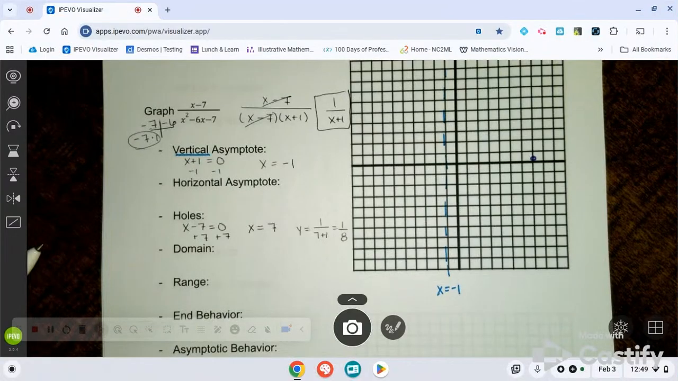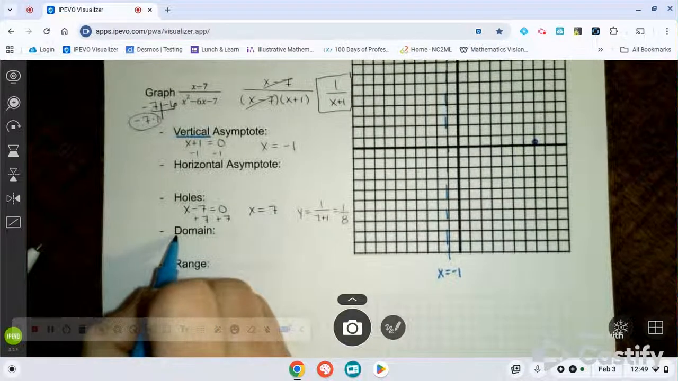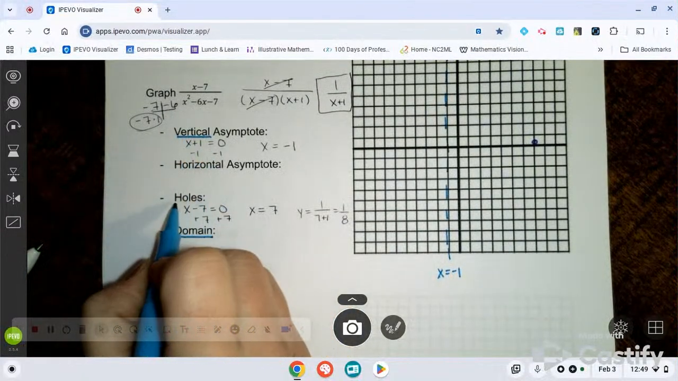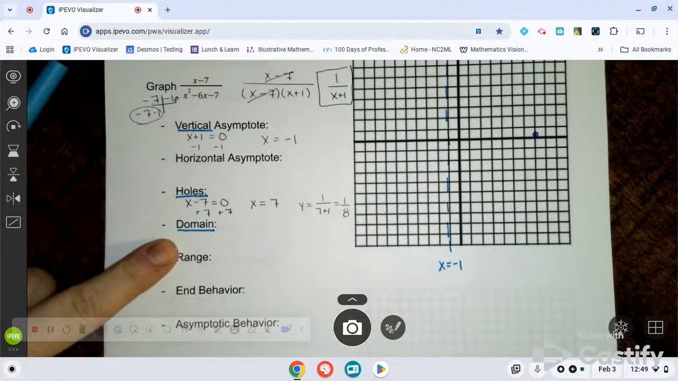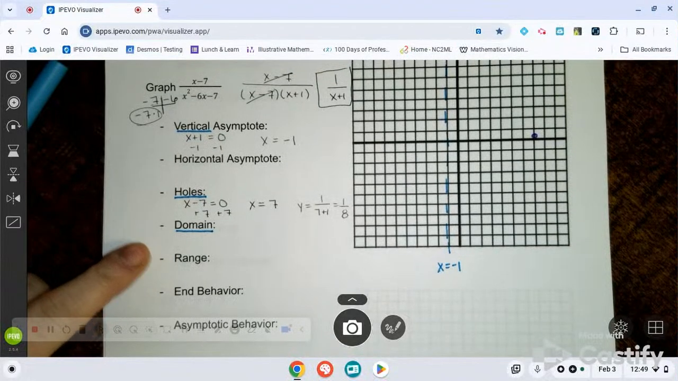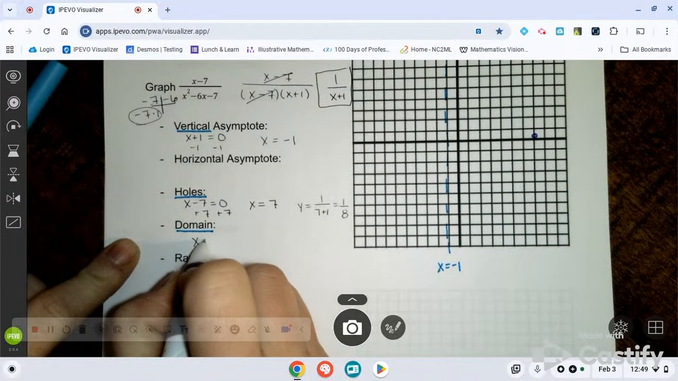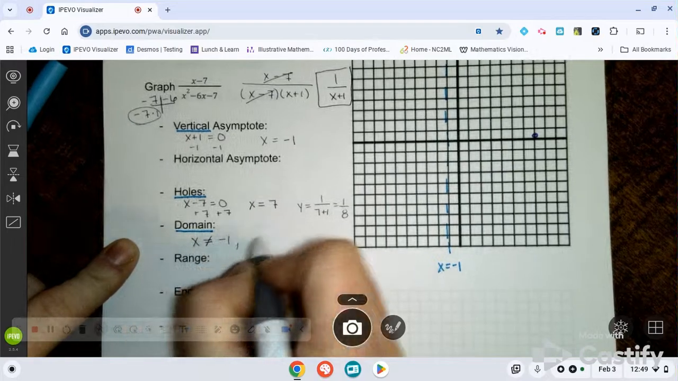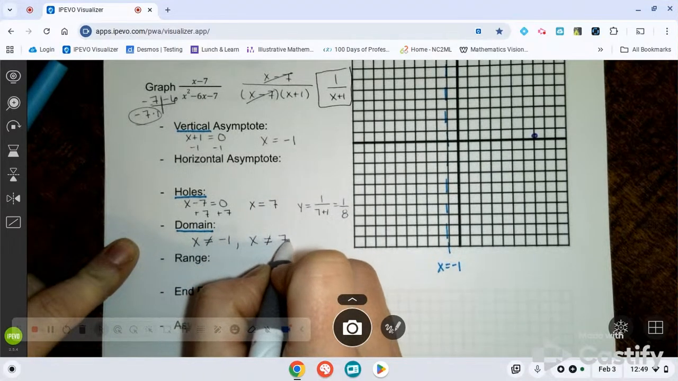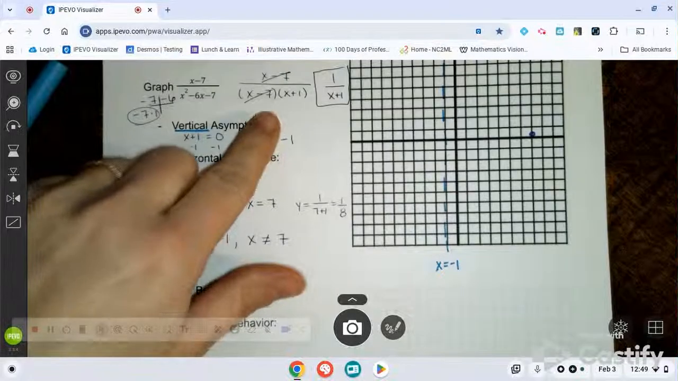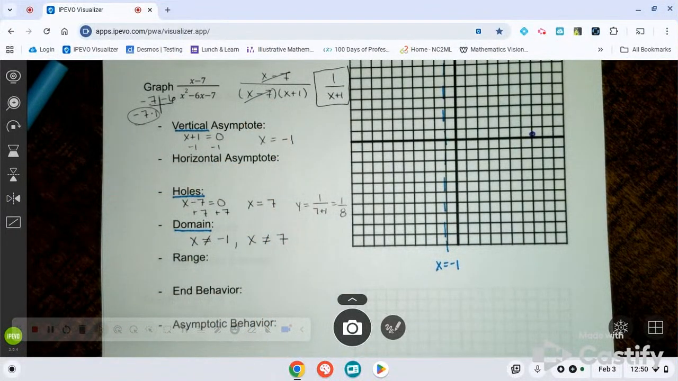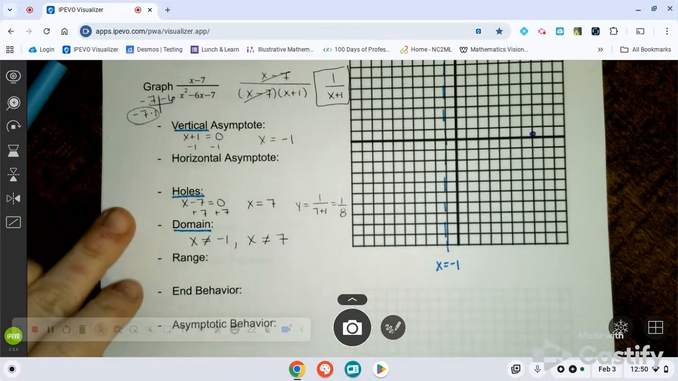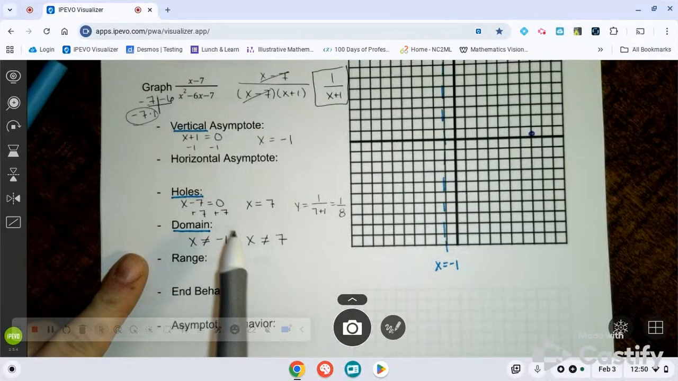So now what I can do is get the domain from the vertical asymptote, the hole of our graph, and those are going to be the two x values that are not allowed to happen in our domain. So I would write that x cannot equal -1 and x cannot equal 7. Those, when we were solving, those were our two extraneous solutions that came from the denominator, our two no-no answers as we were calling them. So those are going to be the things that we put in as our domain.